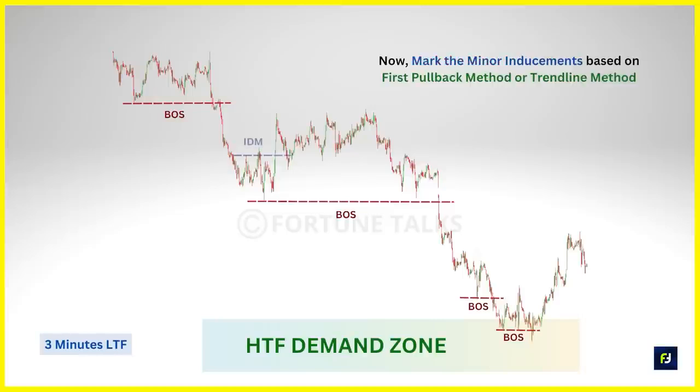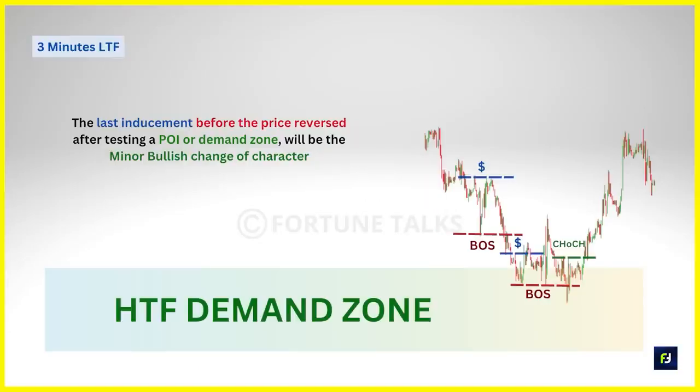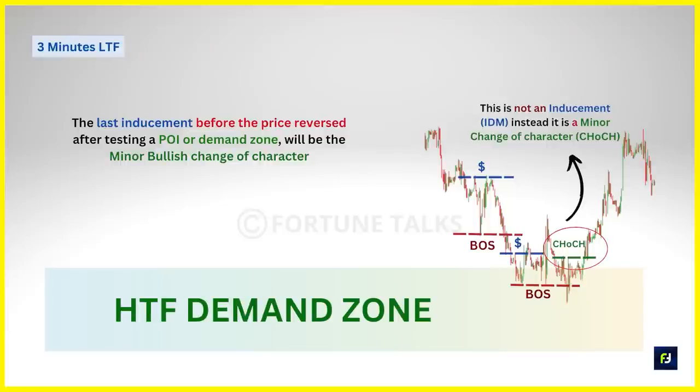Then start identifying the minor inducements, which are actually the highs of the first pullback after a valid minor break-off structure. Now this last inducement before the price reversed after testing a price of interest or a demand zone will be our change of character.